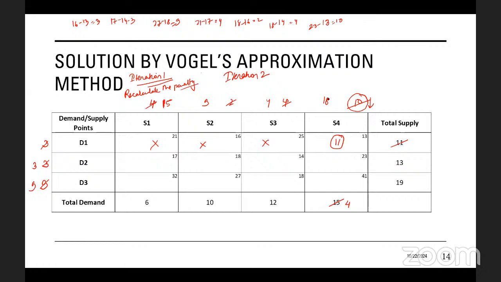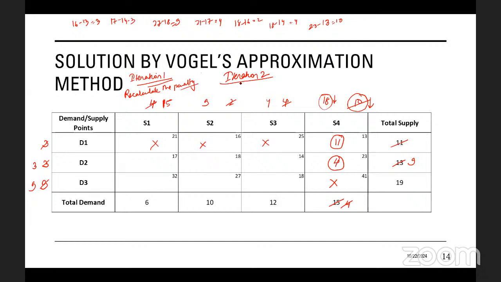So now again, this row is coming out to have the maximum. Here we will allocate to the least cost cell, that is 23, which is D2S4, and we'll make an allocation of 4. So we'll strike this out for 9, and this row we can strike out. This is our iteration 2 complete.